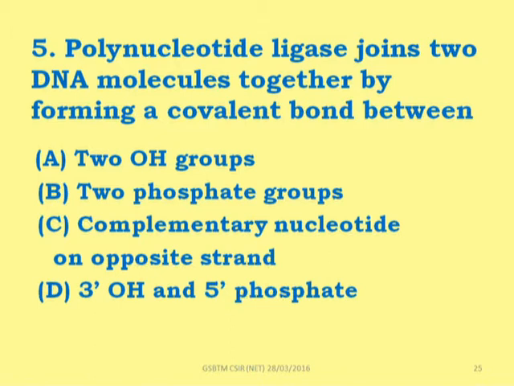So according to the question, what does the question say? Polynucleotide ligase joins two DNA molecules together by forming a covalent bond between two OH groups. Not possible. There will be no covalent bond formation between two OH groups. Two phosphate groups, no. Complementary nucleotide on opposite strand, there is no correlation of ligation with complementary nucleotides on the opposite strand. There is a correlation between 3' OH and 5' phosphate. So D is the right answer. 3' OH and 5' phosphate is used for formation of the covalent bond by the ligase.